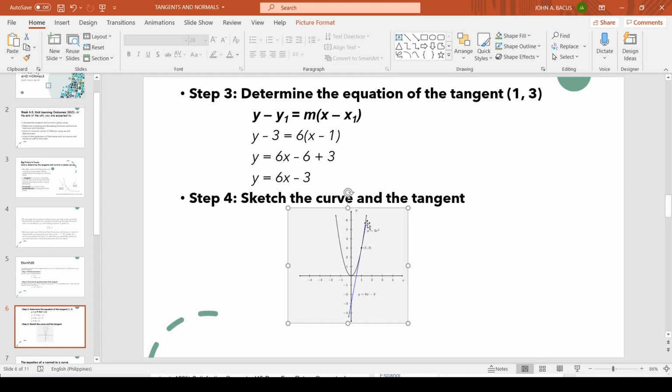So, you have the curve right here. This is 3x squared. And this right here is now your tangent equation. This is the point (1, 3) that we used to find the equation of the tangent. The blue line right here is now y is equal to 6x minus 3, which is the equation of our tangent. Okay, that simple.